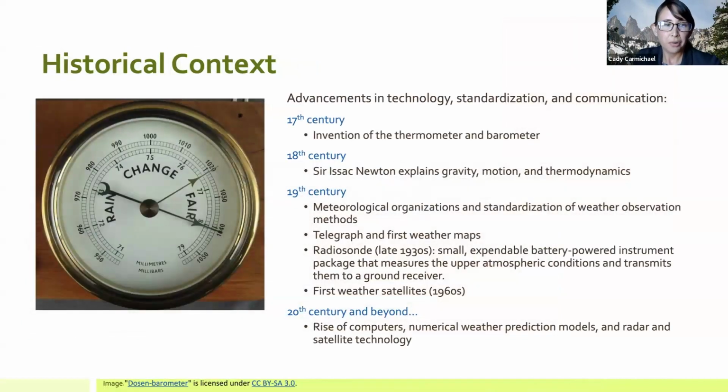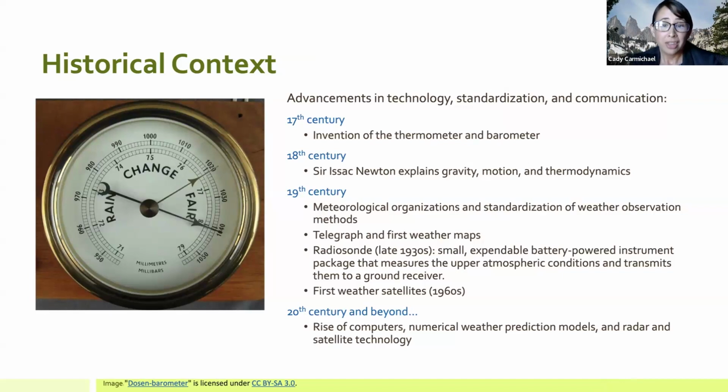All right. So, getting into a little bit more modern technologies. We've had some phenomenal advancements in technology, in standardization, and communication beginning at about the 17th century. And I just summarized some of the main ones, going from the 17th century all the way to the more modern weather forecasting processes that we have now.